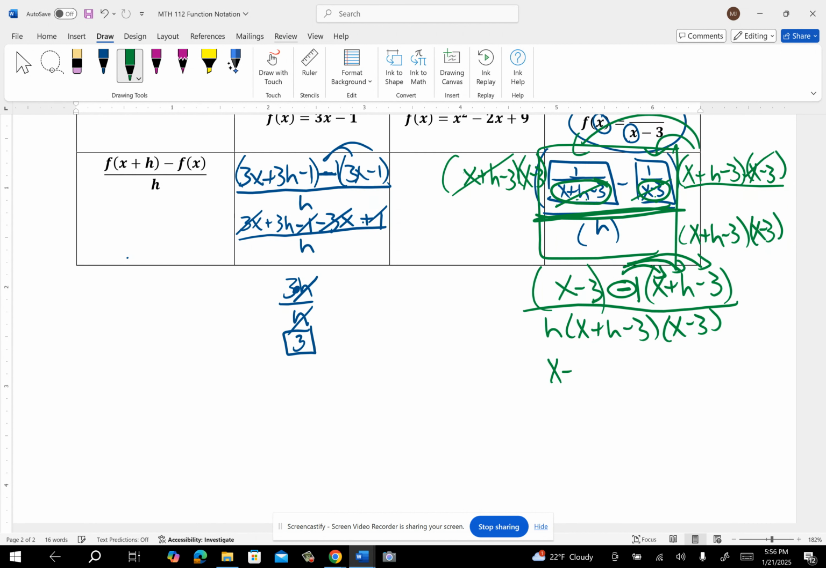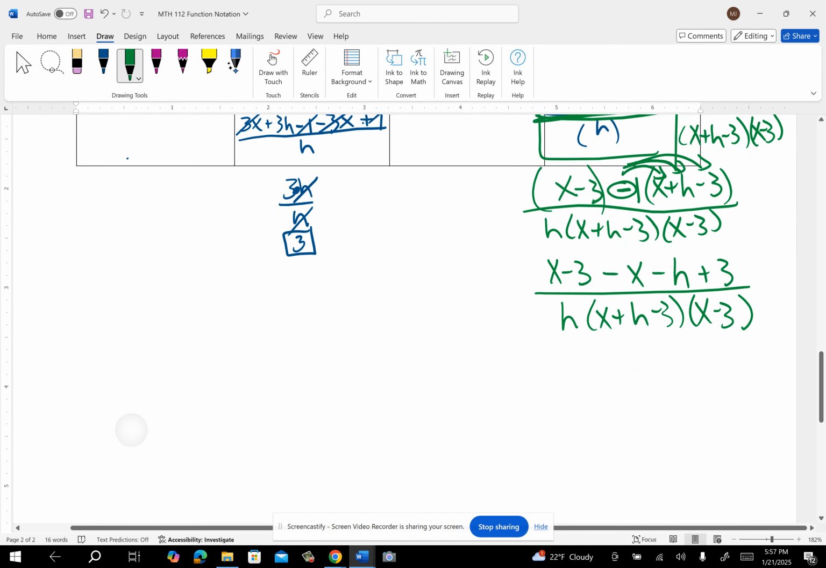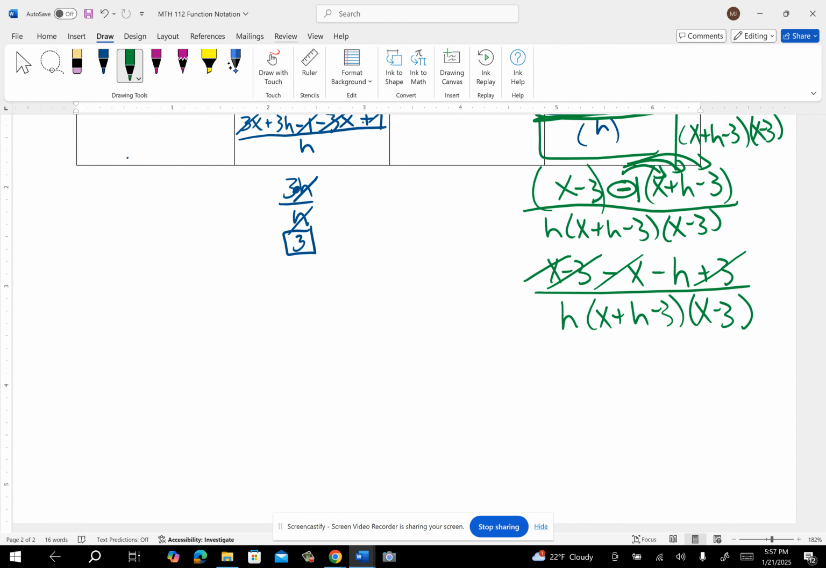Okay, take the x minus 3, then distribute that -1, so that'd be negative x, negative h, but then plus 3. The denominator would have the h and these other two factors still. Don't multiply out the denominator. You won't want to do that down the road. Then x minus x would cancel out. Negative 3 plus 3 would cancel out. And I'd have a negative h on top. And then I'd have an h, an x plus h minus 3, and then an x minus 3.